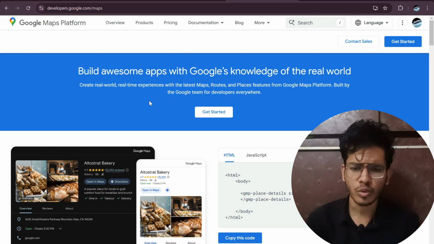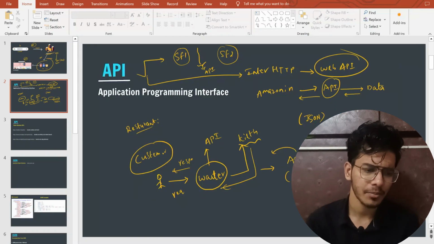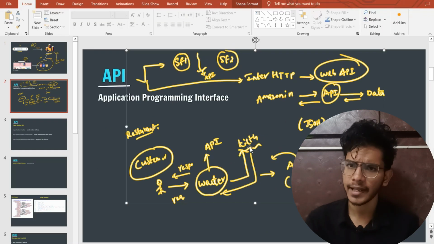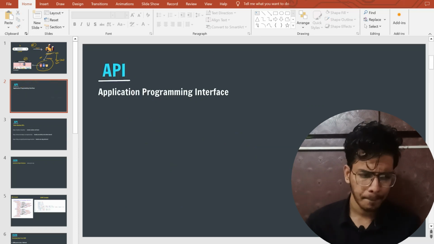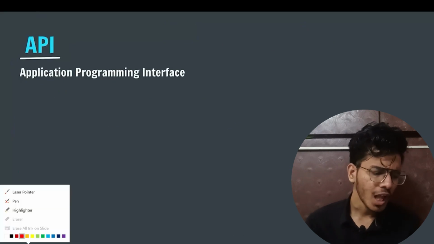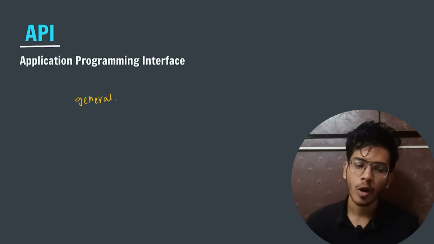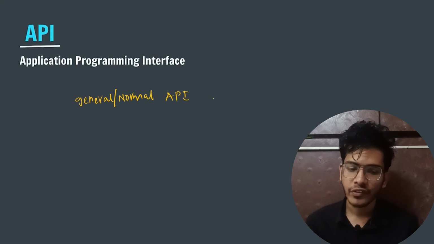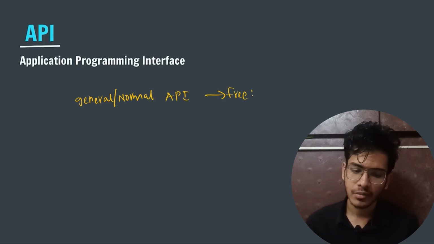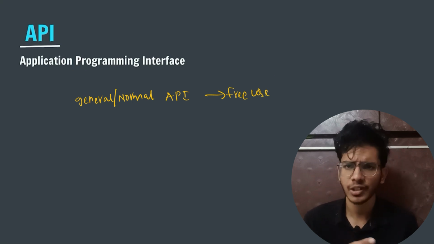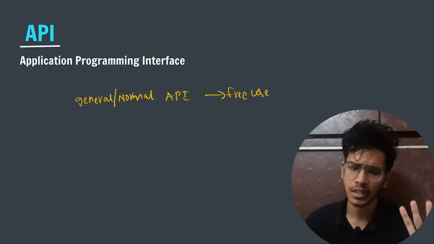Okay, but we have mainly two types of APIs. Let me come here and remove all this. I hope you have understood what an API is and how an API works. Based on our functionalities, we have two types of APIs. The first type is general APIs, or you can say normal APIs, and you can use these APIs anytime. These are free to use, and there is no need to pay anything. I will show you some APIs. We will use some APIs in this lecture. No need to worry at all.